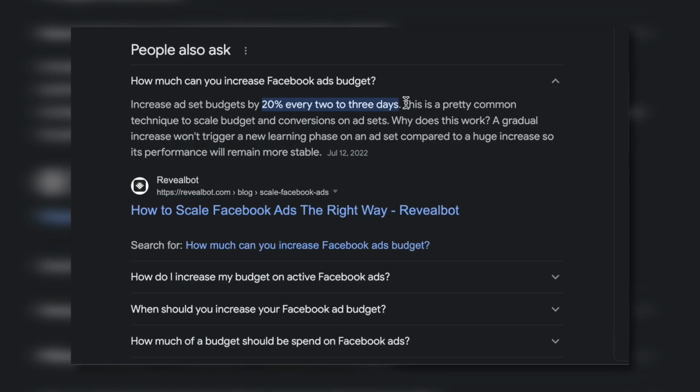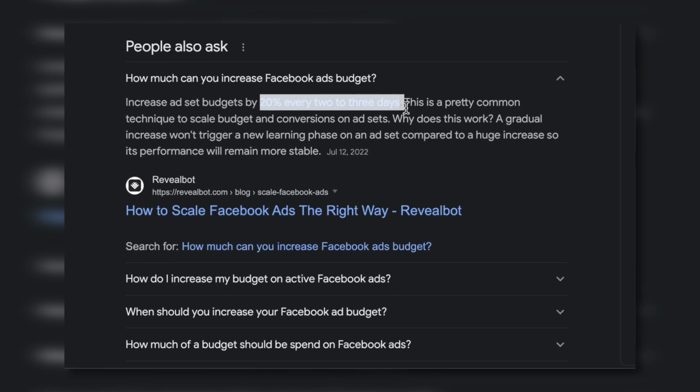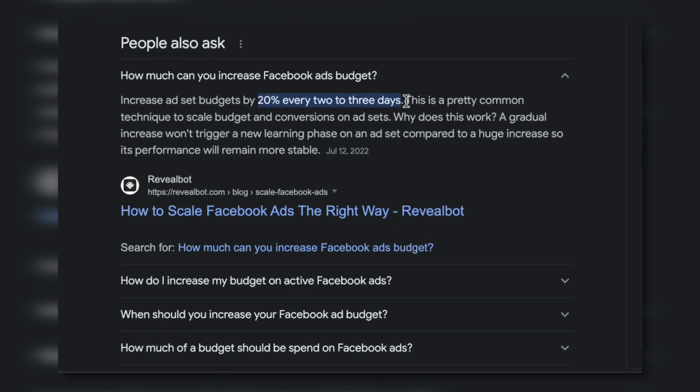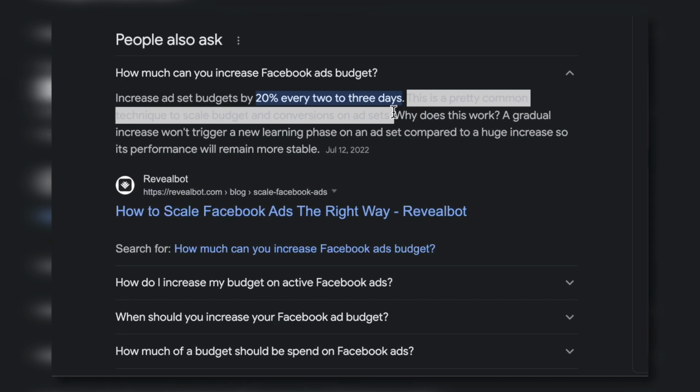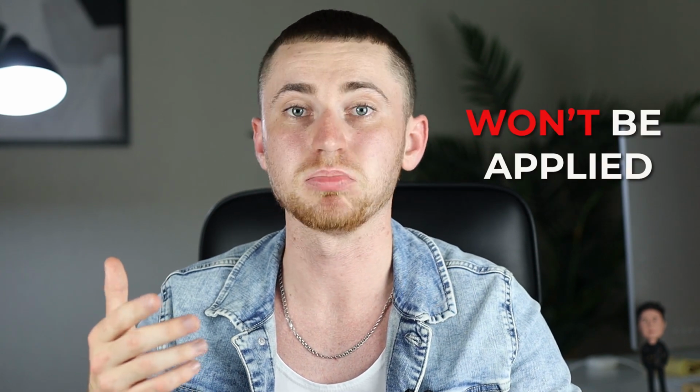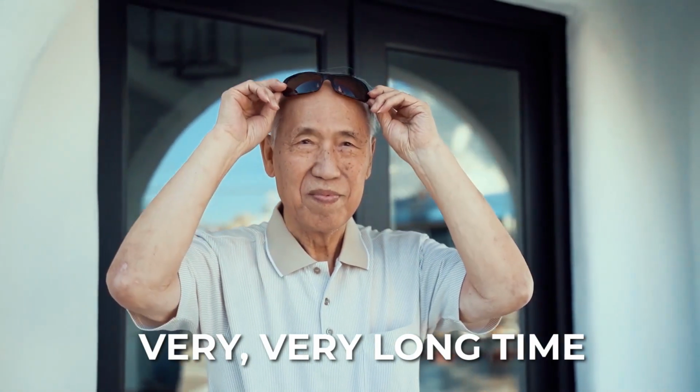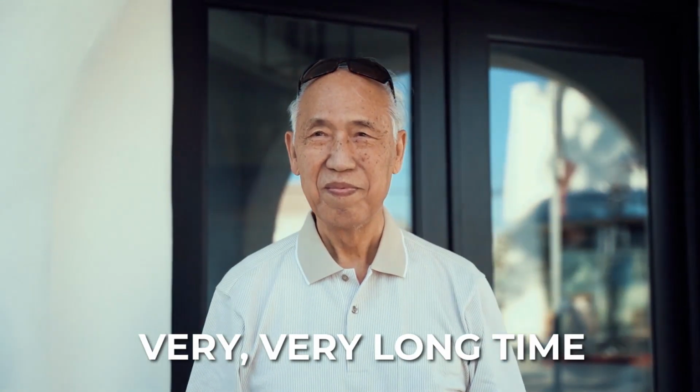There is a rule that people talk about all the time, that you want to increase the budget by no more than 20%. But actually, do we want to do that? Because if you're spending a very small budget, like $5–10 per day, that rule won't apply to your business. In that case, it will take you a very long time to spend a significant amount of money that will actually bring significant results to your business.